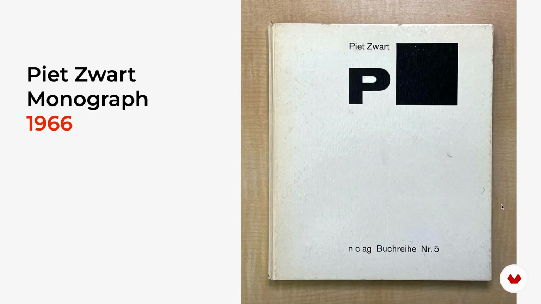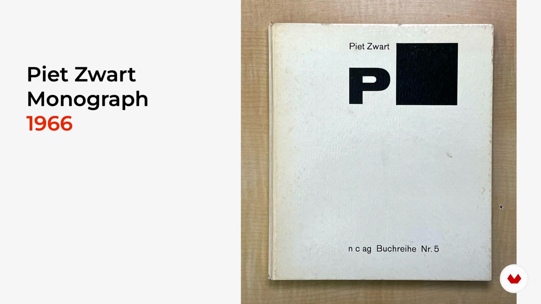And one of the books I came across, completely by accident, was this book, Piet Zwart's monograph from 1966. And it's pretty clear to me that if I had not come across this book, I wouldn't be here today talking to you. This book really changed my life. Prior to this, I really had no idea what European modernism was all about, especially in regard to graphic design and typography. But this book changed all that.